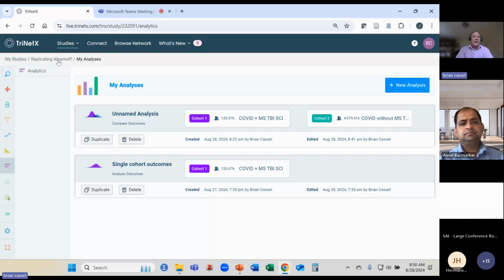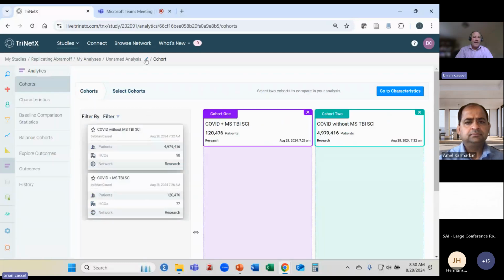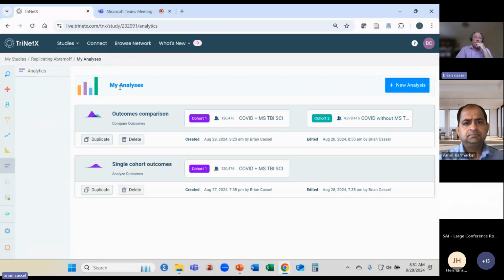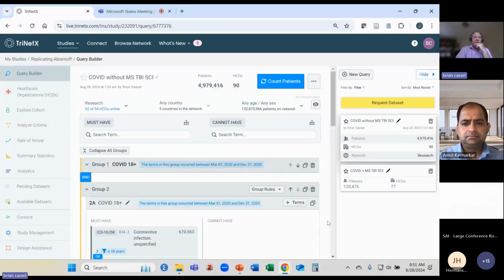So it does a nice job of making it easy for you to go back and forth between modifying queries and modifying analyses without having to start over from scratch with these. And I can give this a name, so it's not just unnamed. So I have my outcomes comparison and my single cohort outcomes. And if I go back over to my query builder, I can remind myself what's in there or make changes. Okay, that's the end of the demo.